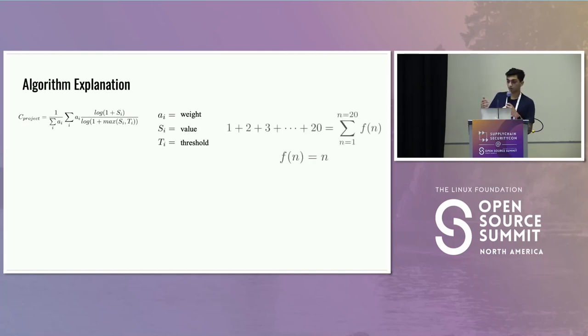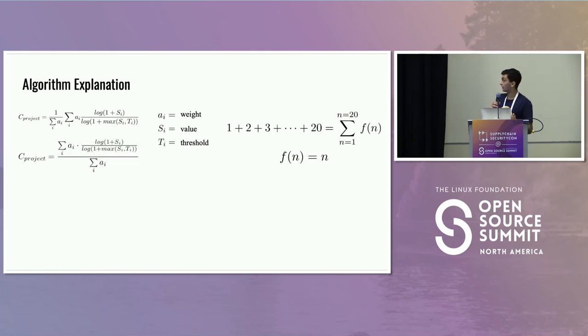Before we start explaining the algorithm, let me give you a quick explanation of summation. Summation is the process of adding the results of a given function over a range of numbers. In this example, we've got the function f(n) equals n, and the range of numbers 1 through 20. So we evaluate our function for each number in that range to get 1 plus 2 plus 3 all the way to 20. Okay, back to the algorithm.